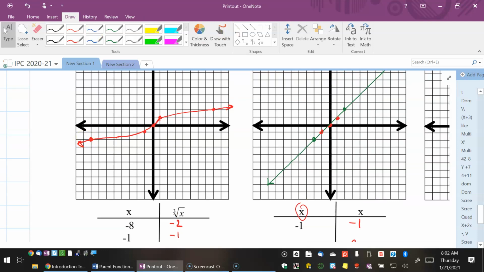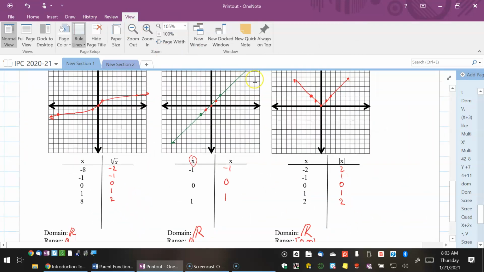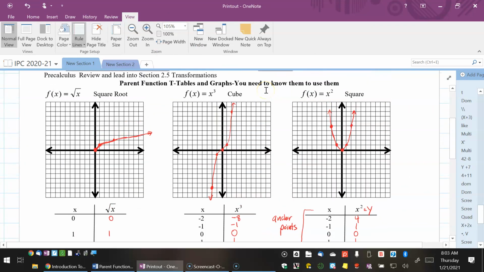And these, my friends, are the 6 elementary functions or parent functions that we are going to look at and use in this unit. And you do have to know anchor points, domain, and range. It also helps if you know the general shape of each graph, so that when you're doing a graph, you know what to expect. But you do have to know anchor points, domain, and range for all 6 of these.